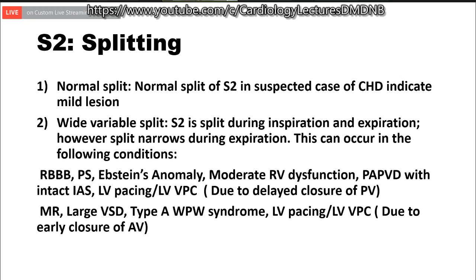Normal split of S2 in a suspected case of congenital heart disease indicates a mild lesion. It can be a small VSD, a small ASD, or mild pulmonary stenosis. All these can sometimes have no significant hemodynamic effect and may give rise to a normal second heart sound. So a normal second heart sound in a child with congenital heart disease usually indicates that the lesion is not very significant.